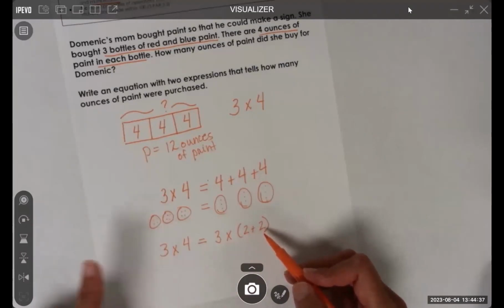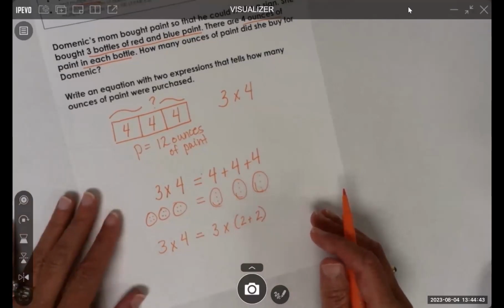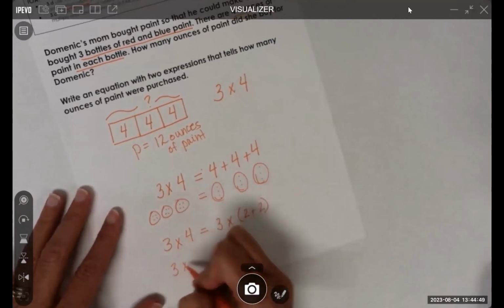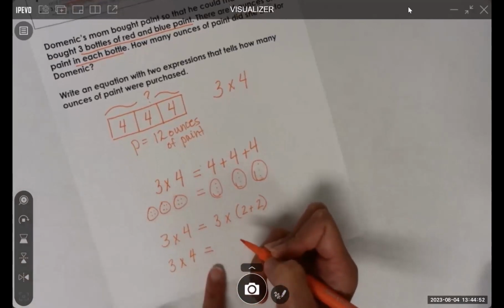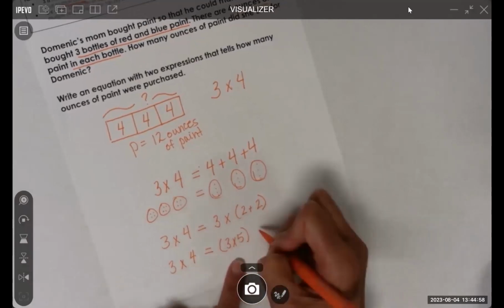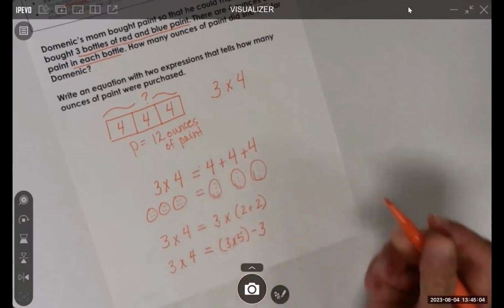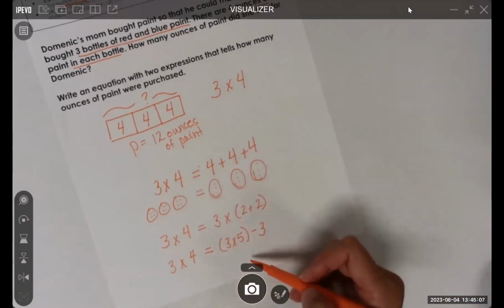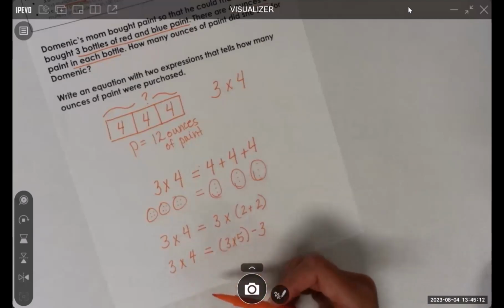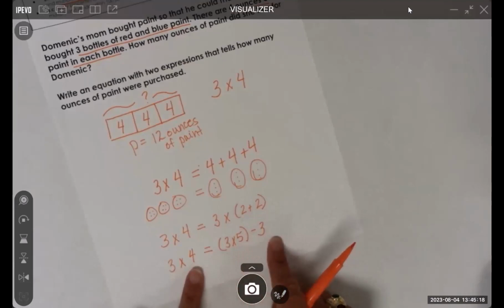Okay. And another possible equation they may come up with, for example, if they don't know what 3 times 4 is, but they do know 3 times 5, a fact they know is 15, but they also know they need to remove a group of 3 so that they get to the value of 12. 3 times 5 is 15, minus 3 is 12, and 3 times 4 is 12. So 3 times 4 is the same as 3 times 5 minus 3.